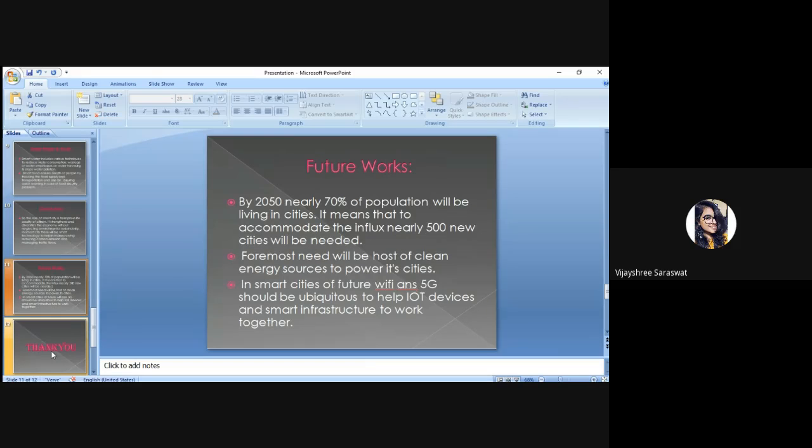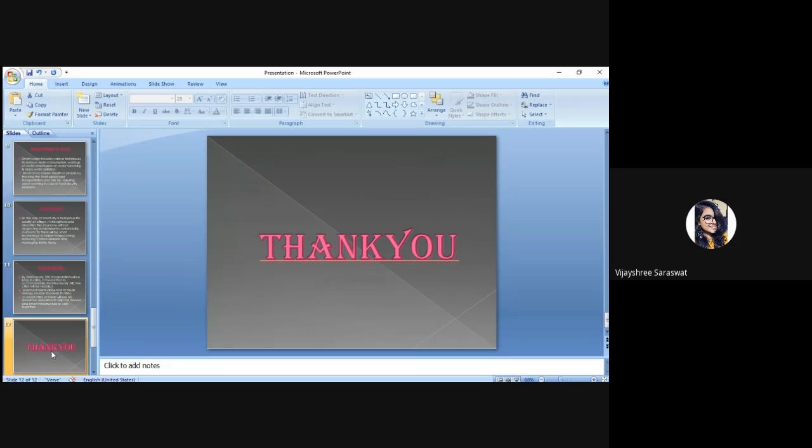And about the future, we will say by 2050, nearly 70% of the population will be living in the cities. It means that to accommodate the influx, nearly 500 new cities will be needed. Foremost needs will be the host of clean energy sources to power its cities. In smart cities of future, Wi-Fi and 5G should be ubiquitous to help IoT devices and smart infrastructure to work together. Thank you so much.